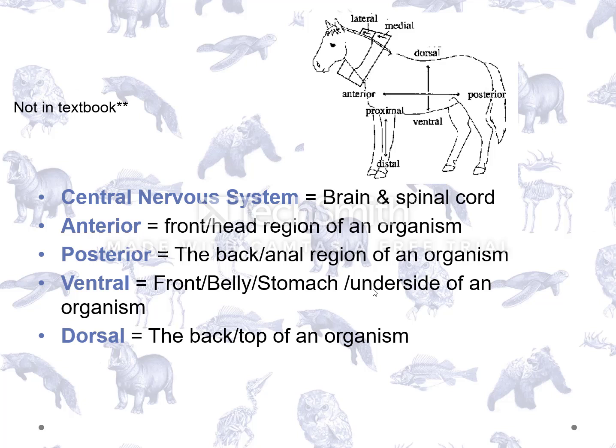And then if we talk about dorsal, we're talking about the top of an organism. So think of a shark and its dorsal fin. The top part of the shark is dorsal. And then ventral means at the belly or the stomach or the underside of the organism. All right.